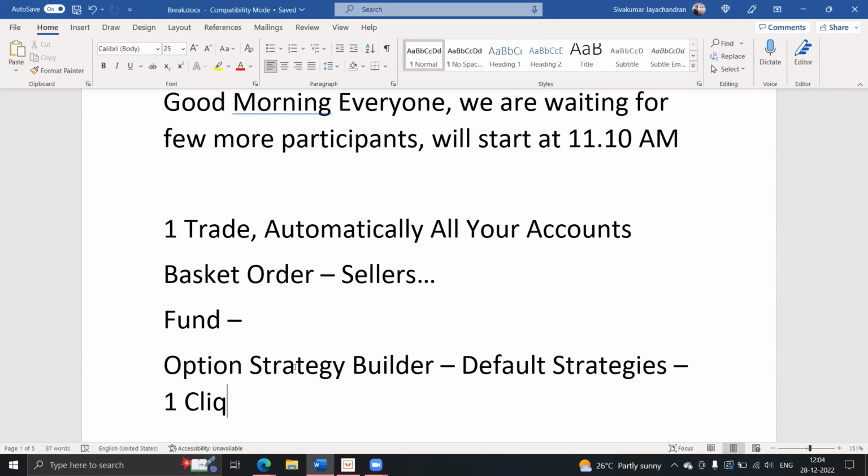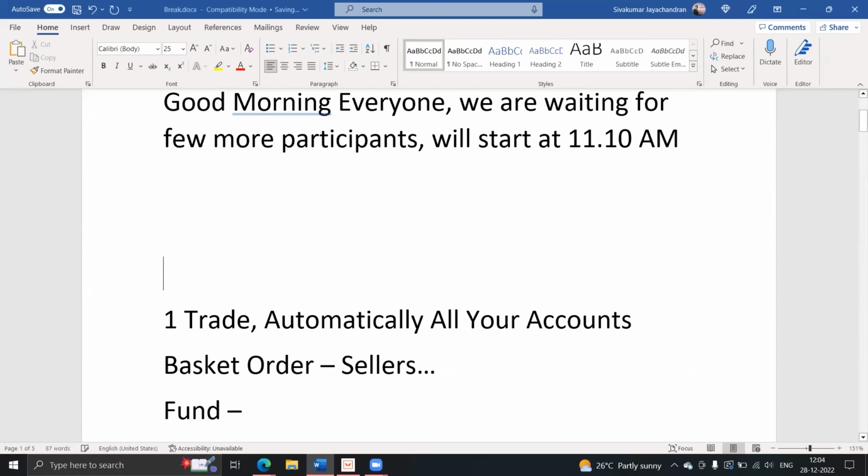Based on your capital, it will pick up a trade. Is this not going to be a beauty for the people who are looking for, yes, this is what I wanted? These are the things which we are working on. I will definitely let you know once all of this is done.